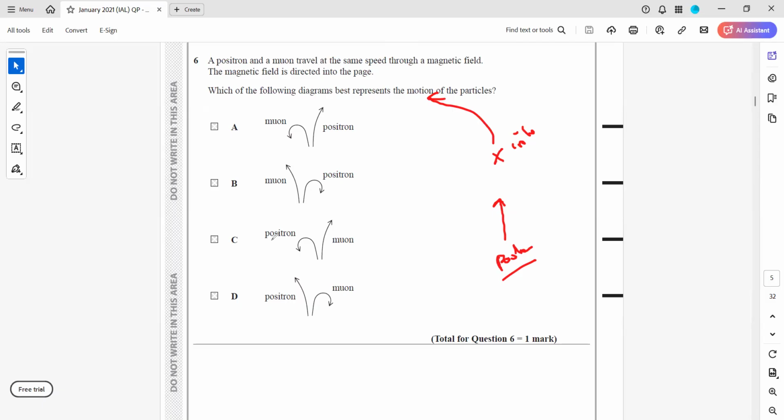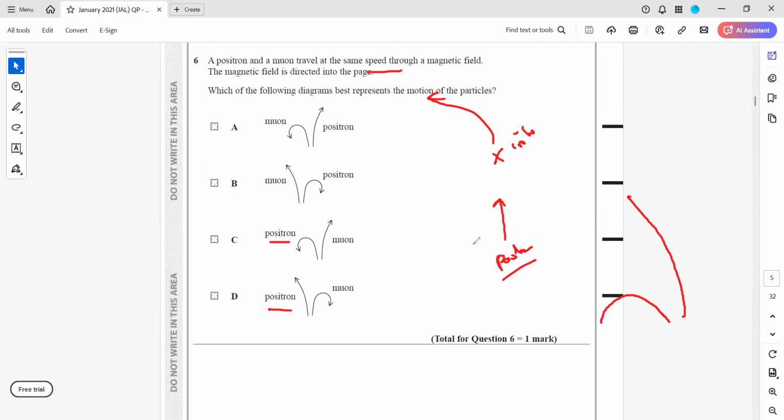So the positron moves toward the left-hand side. When you compare, because they are moving at the same speed, the deflection depends on the momentum. The one with the higher momentum will have less deflection, and the one with less momentum will have more deflection. A positron is like an anti-electron, which is lighter than a muon, as you will find when you recall the table.